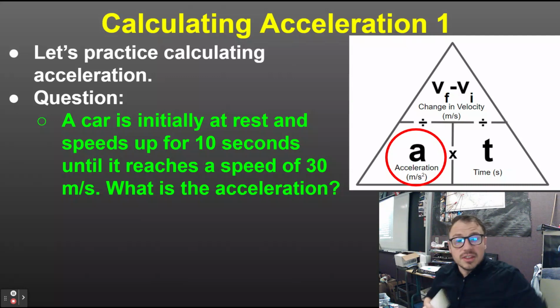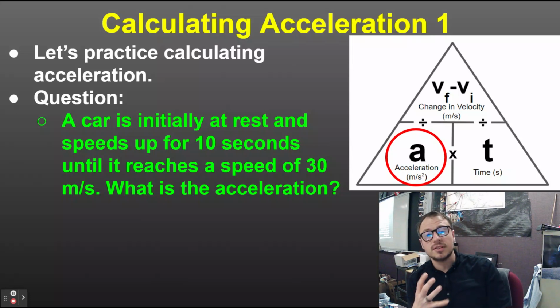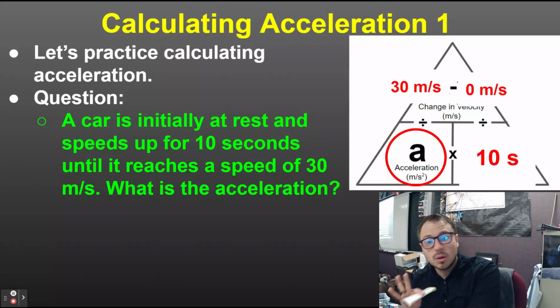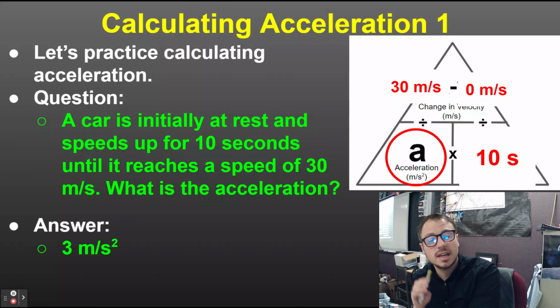So what I do is I think of it as telling a story, right? The final velocity is how fast this object is traveling at the end of the story. The initial velocity is how fast that object is traveling at the beginning of the story. So all I do is I plug everything in. It ends at 30 meters per second. It started at 0, at rest, and this change in velocity took place over 10 seconds. Plug everything in, and I get 3 meters per second squared.